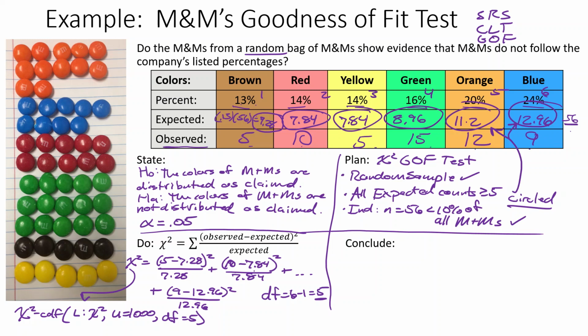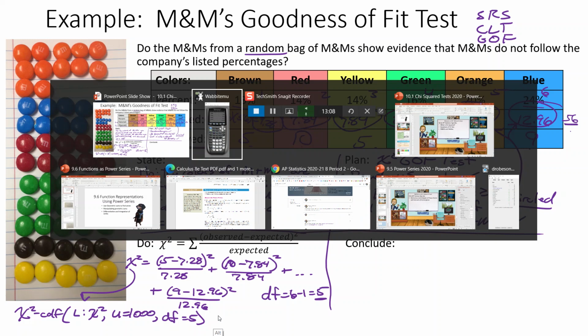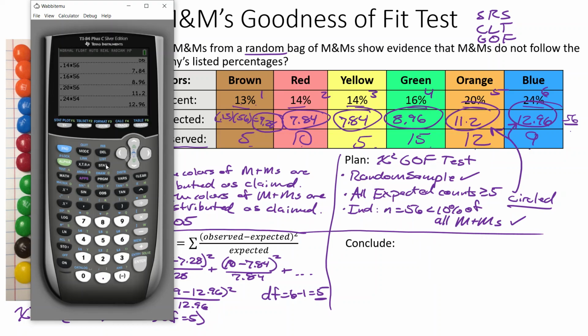Or we could put these numbers into our calculator as lists. Like we could put the observed in L1, the expected in L2, and we could just go from there, and it would give us our chi-squared and our p-value. All right, so to the calculator either way. Let's do the list here. I think I have it doing it later, but let's just do it now. So we've got observed goes first. So we got 5, 10, 5, 15, 12, and 9.